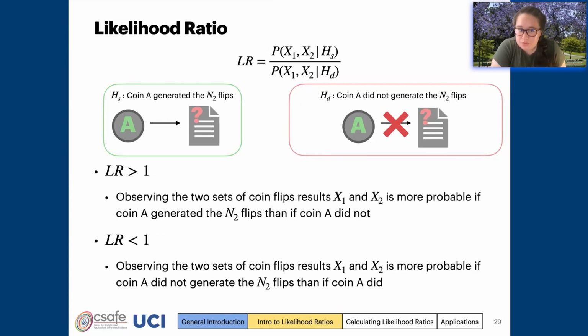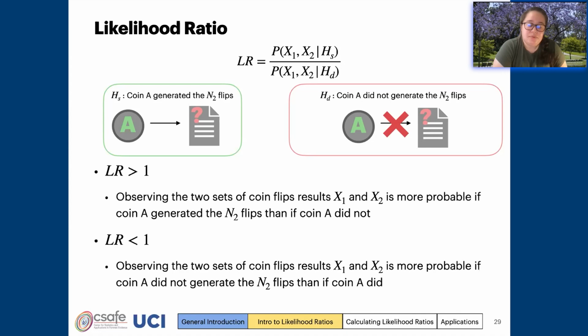And so we can think about this more generally. What if we just get a likelihood ratio that's greater than 1? That means that the top term is larger than the bottom term, so we get a likelihood ratio greater than 1. And this means that in a more generic sense, observing these results is more probable if coin A generated the flips than if coin A did not.